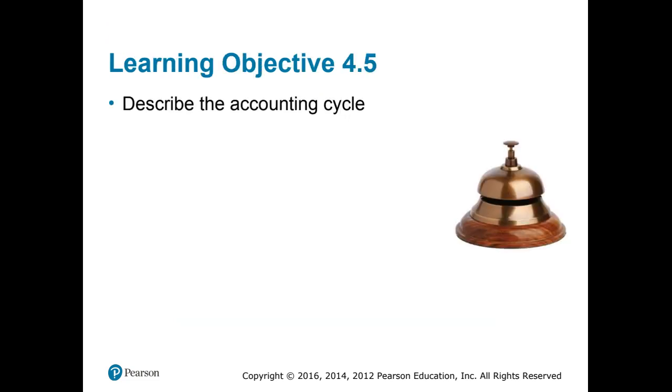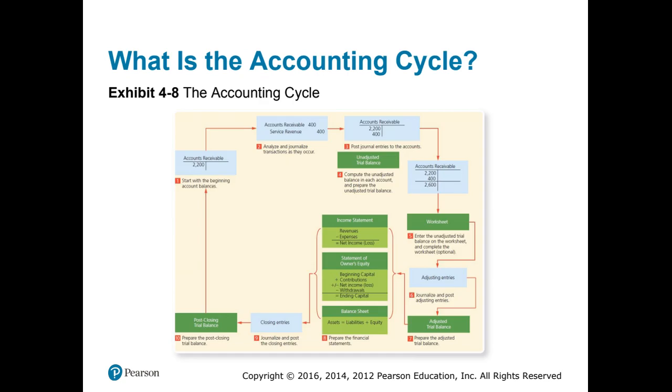And then describe the accounting cycle. Yeah, we'll come back to this one. So describe the accounting cycle. So here we've got this diagram on page 199. First, right here, we're going to start with the beginning balance of accounts. So start with your beginning account balance. And the example they're giving us is accounts receivable. So we're saying that our beginning balance in accounts receivable is $2,200.